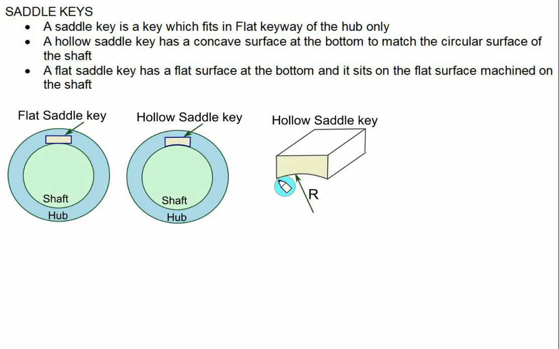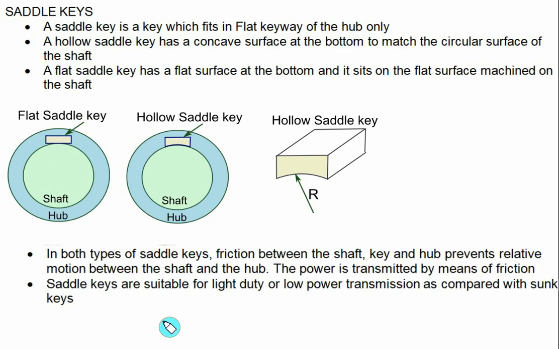In the third figure, you can clearly visualize the key surface is adjusted with the shaft surface, so it has the same radius as that of the shaft on the bottom and is concave in shape. In the case of saddle key, power is transmitted due to the frictional forces developed between the shaft and the key surfaces, and they are normally used for low duty. In both types of saddle key, the flat saddle key and the hollow saddle key, the friction between the shaft, key and the hub prevents the relative motion between the shaft and the hub, and the power is transmitted by means of purely friction. These saddle keys are suitable for light duty or low power transmission as compared with the sunk key.